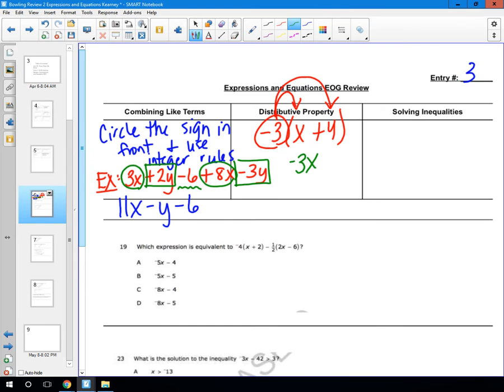And then negative 3 times, what do you see that 4 is? It's got a plus in front of it, so that's positive 4. So negative 3 times positive 4 would be negative 12. So we would write minus 12. Okay? So really pay attention to your signs. Especially, guys, if you see something like this, where it's kind of a long one.